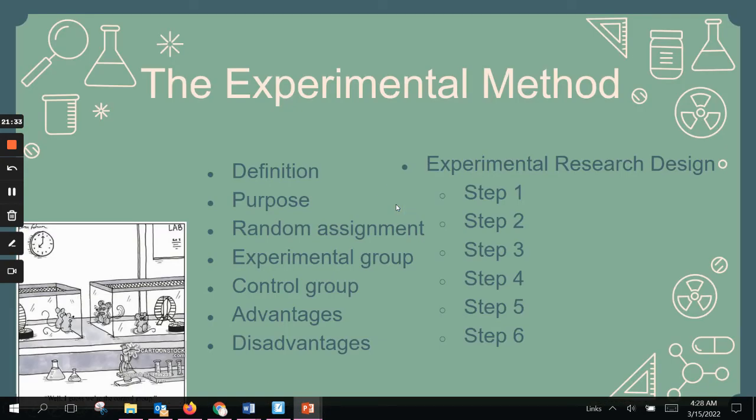So the experimental method is kind of the gold standard of what we want in research design. The experimental method definition is the manipulation and control of variables to uncover that cause-effect relationship. And that's the purpose, to uncover cause and effect relationship. So when we have an experimental method, we have a random assignment. We're going to give everybody an equal chance of participating in the study. But in that random assignment, we want to match as many variables as we can for people.